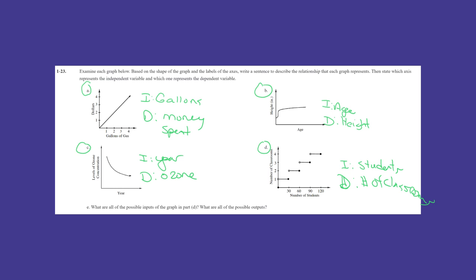We talked about E here a little bit. What are all the possible outputs? Well, possible outputs are just integers. You could only have 1, 2, 3, 4. Those are all the possible outputs. But the inputs are just the number of students, and according to this graph, between 0 and 120. So maybe 120 is the capacity that this particular school can handle. So that ends that question.